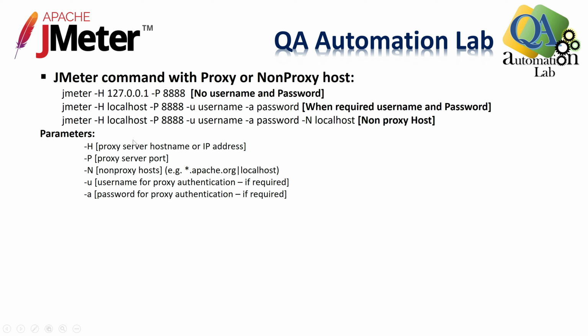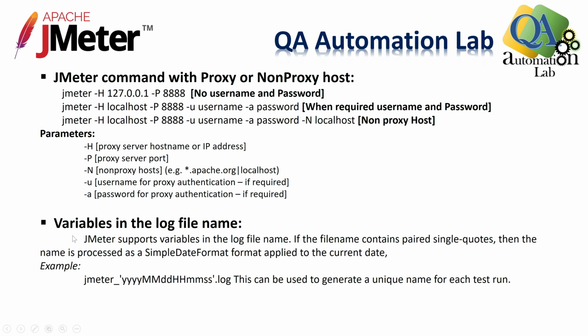These are all the parameters. -H is the proxy server host name or IP address. -P is the proxy server port. -N is the non-proxy host, for example apache.org, localhost. -u is the username for proxy authentication. -a is the password for proxy authentication.